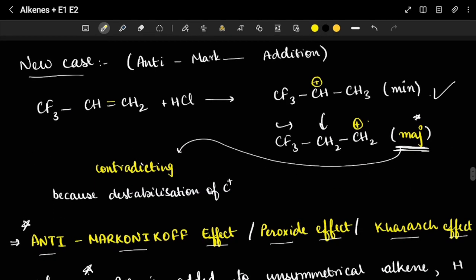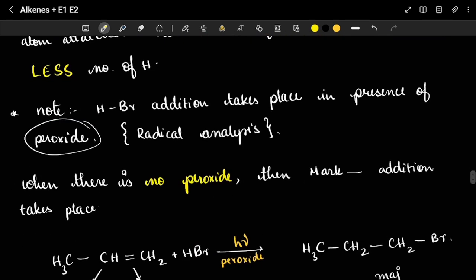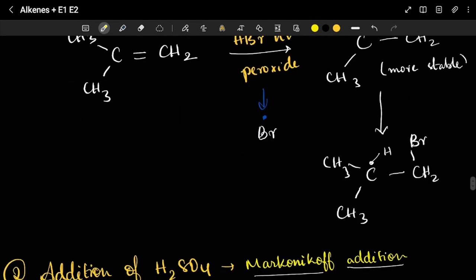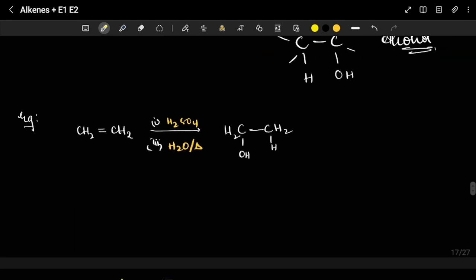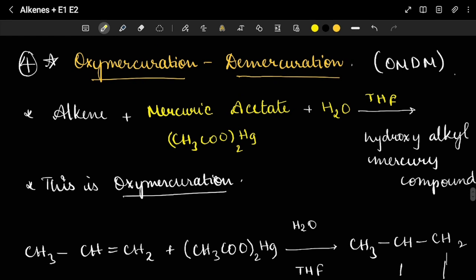So Markovnikov rule happens like, what is Markovnikov rule? The nucleophile attacks where there is less hydrogens, or the hydrogen attacks where there are more hydrogens. What is anti-Markovnikov rule? Just opposite. The hydrogen attacks where there is less number of hydrogens in the carbon atom of the alkene. Right. So anti-Markovnikov addition takes place in presence of peroxide. Okay.